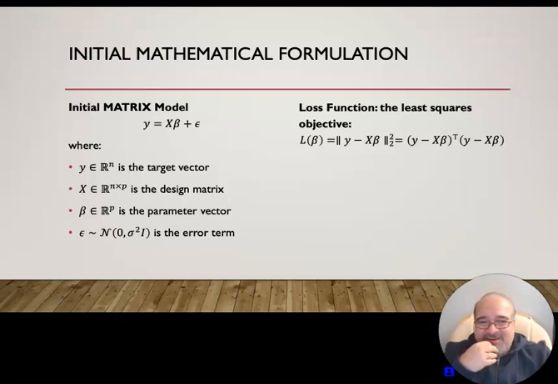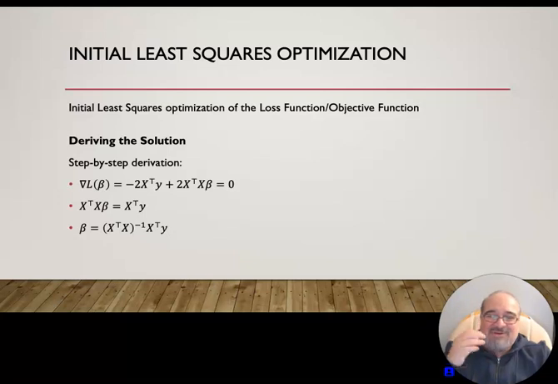All right, let's see if we can get to more details about this and start to look at the optimization. So the initial least squares optimization of the loss function or the objective function. Let's look at deriving that step by step, right? We've got these three steps over here. We start off by taking the gradient of our loss function with respect to beta, that's the L of beta, and we set it equal to 0. This gives us the normal equations.